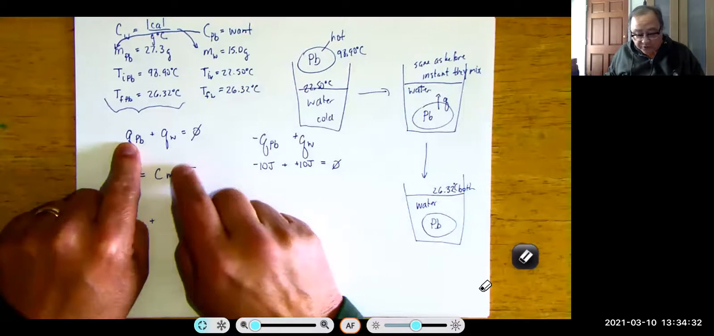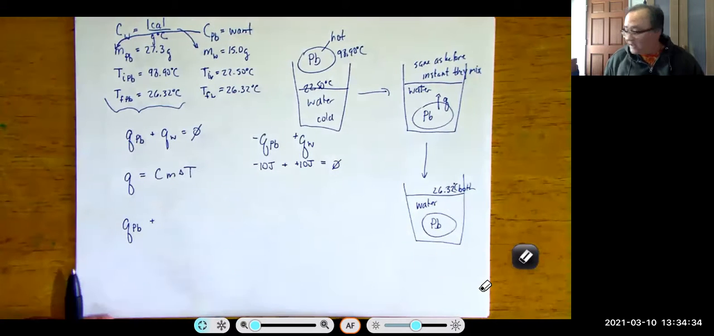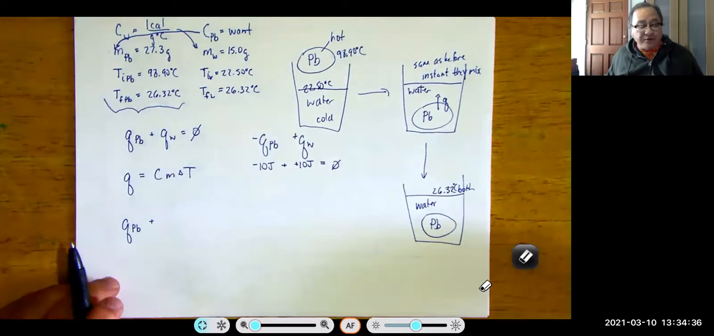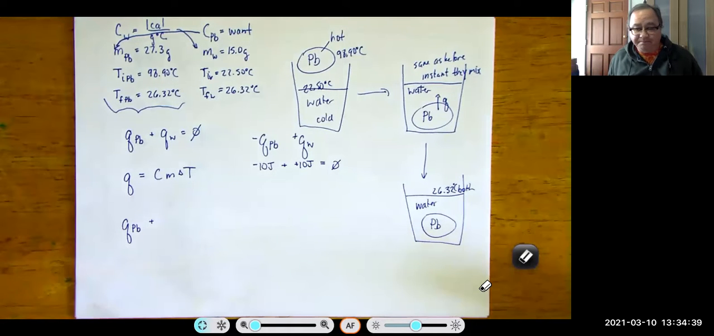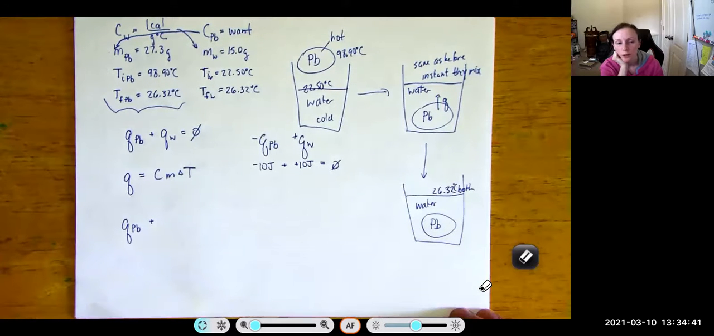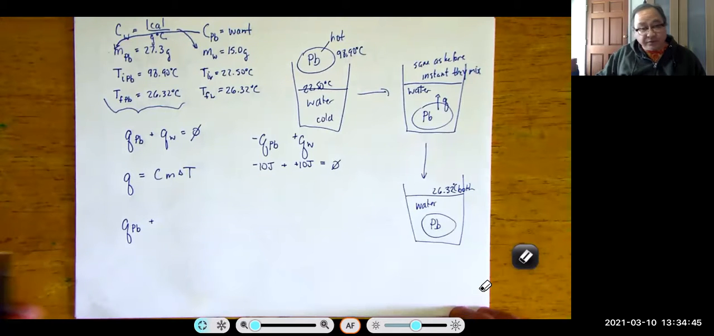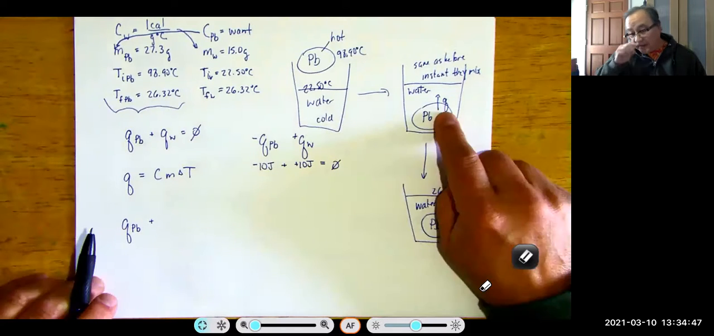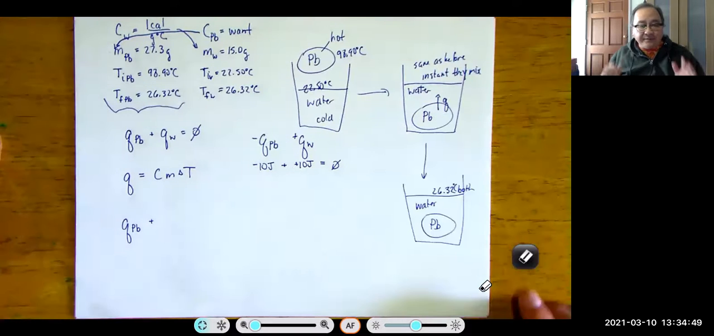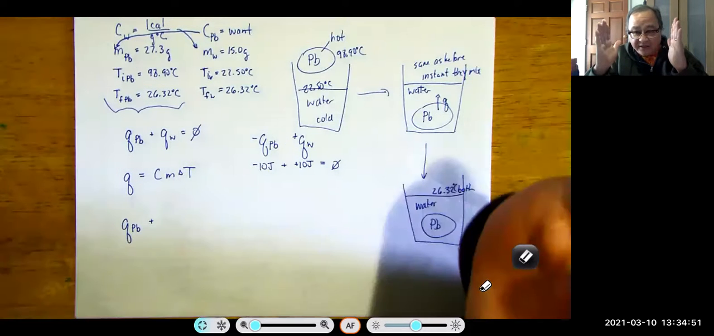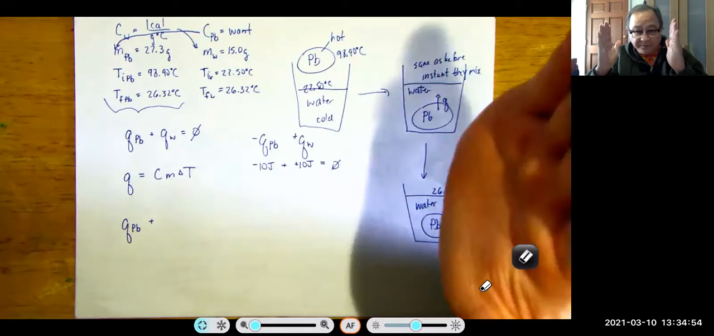And then, you know, we could do it in 2 parts. It's a time saver if you do it all at once. So we need Q of the water first. Well, you need this Q. And the Q is the same size, but different sign for lead versus water.